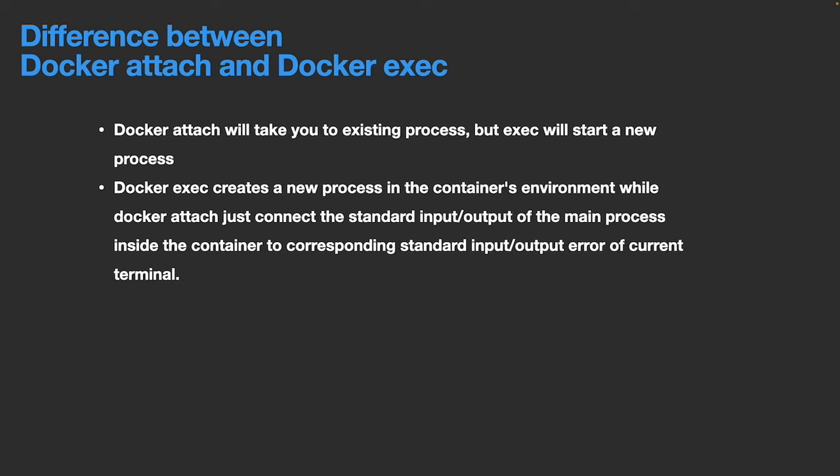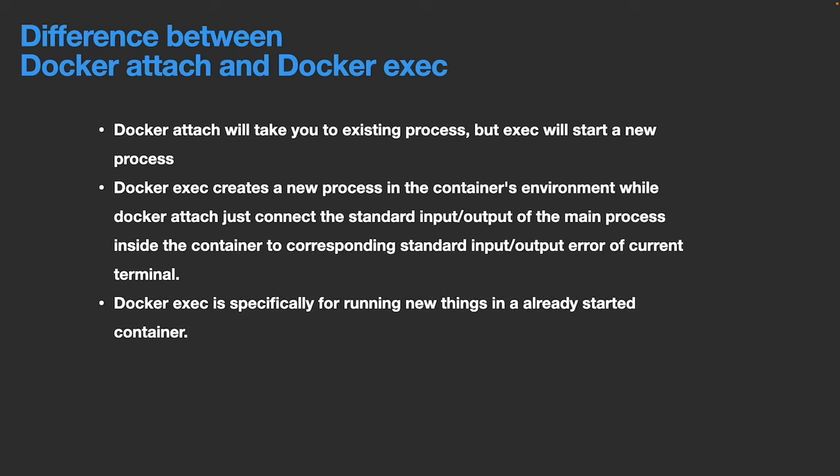As it is saying, docker exec creates a new process in the container's environment, while docker attach just connects the standard input, output, and error of the main process inside the container to your current terminal, right? So it will show us what is happening inside that container. Docker attach will only show us that, but docker exec creates a new process for us.